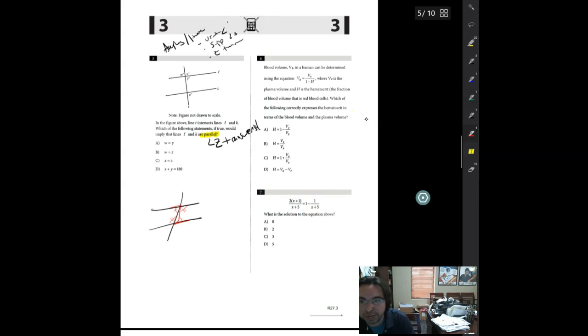The same thing up here, we want to see Z transversals appear. In the figure above, line T intersects lines L and K. We see that's the transverse line, and which of the following statements, if true, would imply that lines L and K are parallel? Looking at the first one, W and Y, we know that they are congruent with each other. That's suggesting that there are vertical angles, but that doesn't necessarily tell us that the lines are parallel. We can have vertical angles with any set of lines that cross each other. So A is not it.